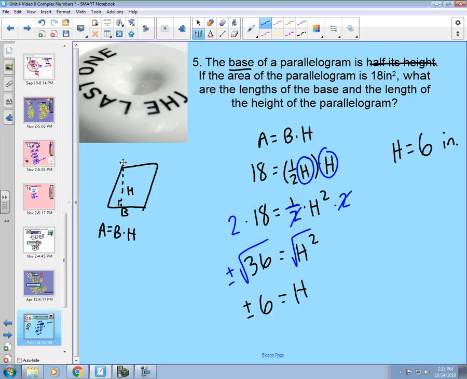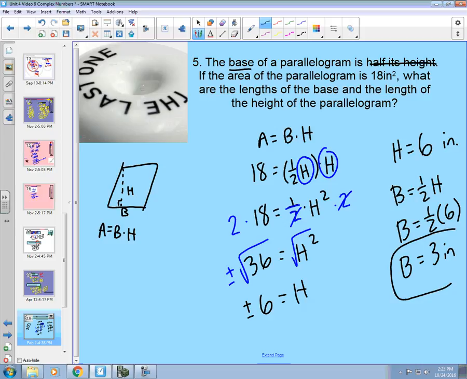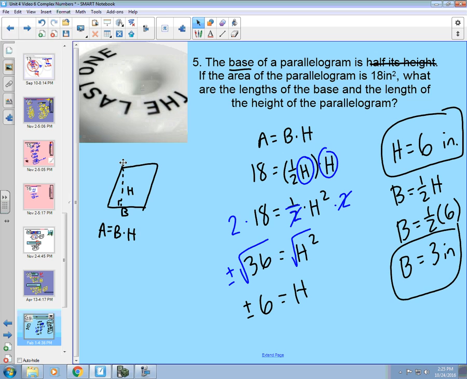And then the base we know is half the height. That's what we talked about before. Base is half the height. So if we know the height is 6, that'd be half of 6, which is 3. So the base is 3, the height is 6. All right, try some of these out now on your own for the practice.